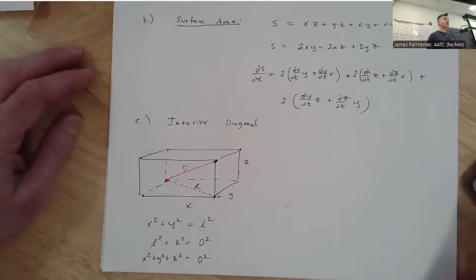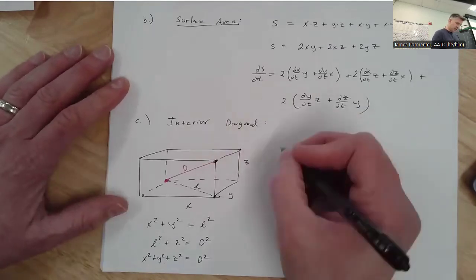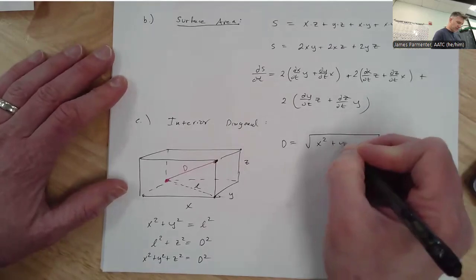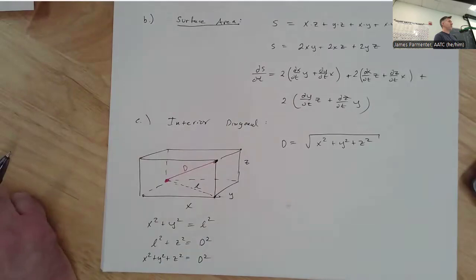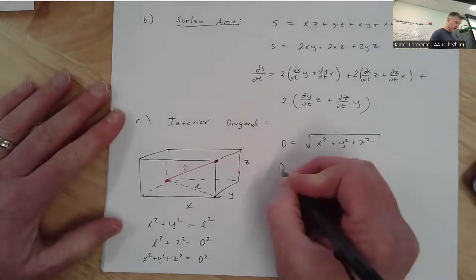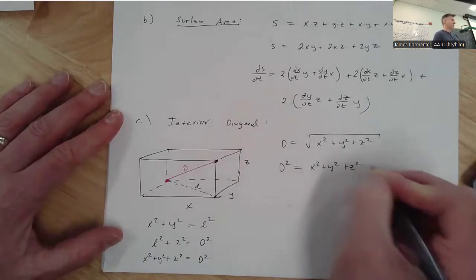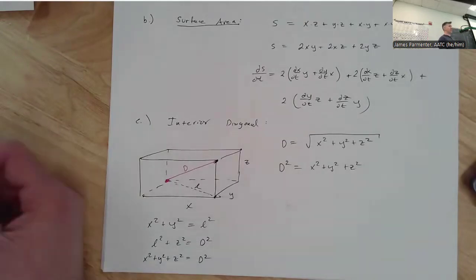Here's what you don't want to do. You don't want to be like, well, I'm trying to find how fast the diagonal length is changing, so I'm going to just say D is equal to the square root of x squared plus y squared plus z squared. You can do it this way, but why make your life harder by introducing a square root? You can take the derivative of both sides of this equation more easily if you just start with D squared equals x squared plus y squared plus z squared. When you're using implicit differentiation, there's no rule about where you have to start.